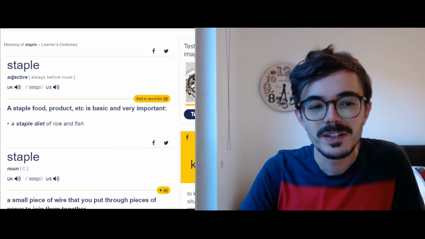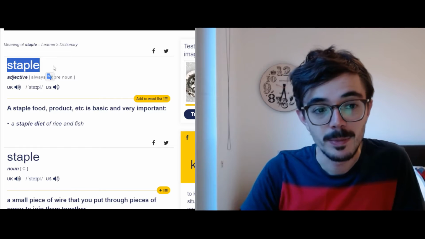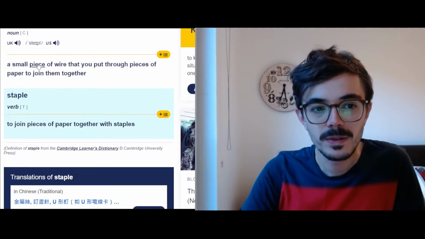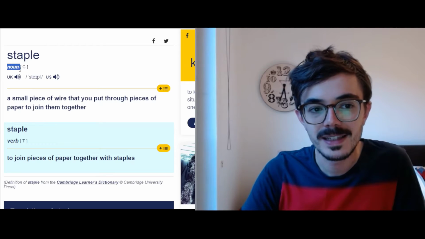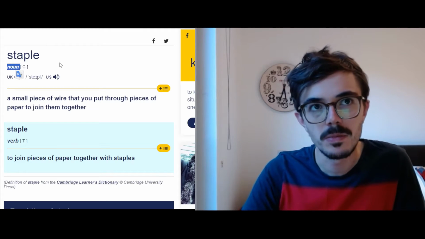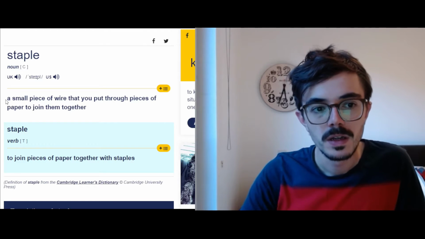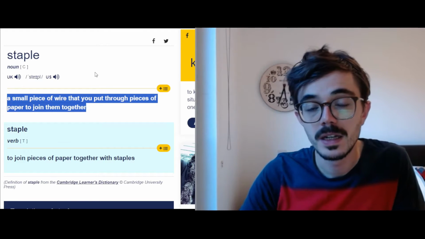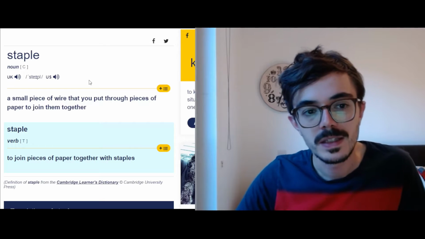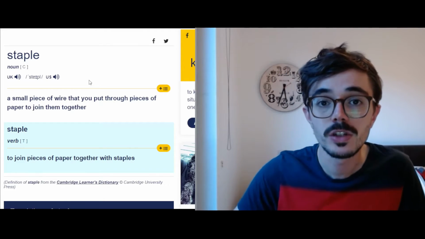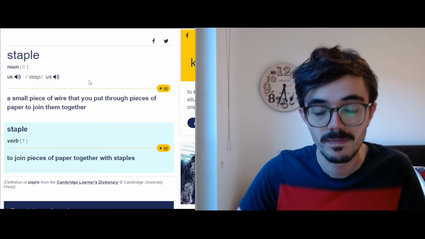So here is the word staple. Staple, spelled S-T-A-P-L-E. Now first we're going to look at this noun, staple, because this is the most common use of the word staple. Here we can see a definition. A small piece of wire that you put through pieces of paper to join them together.